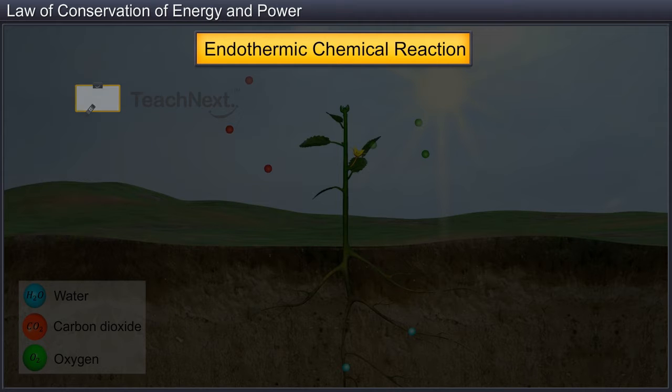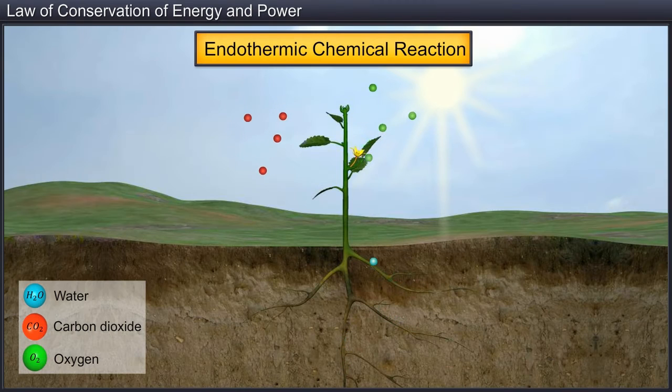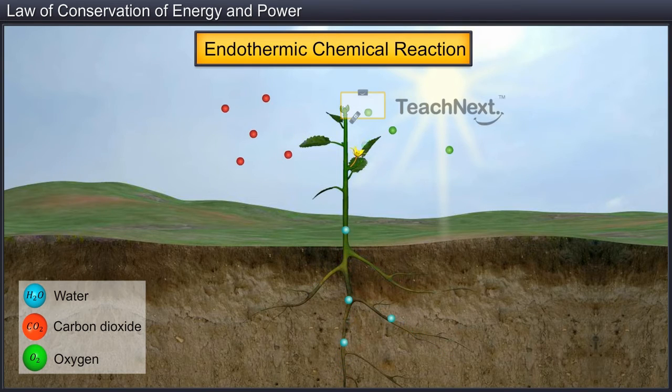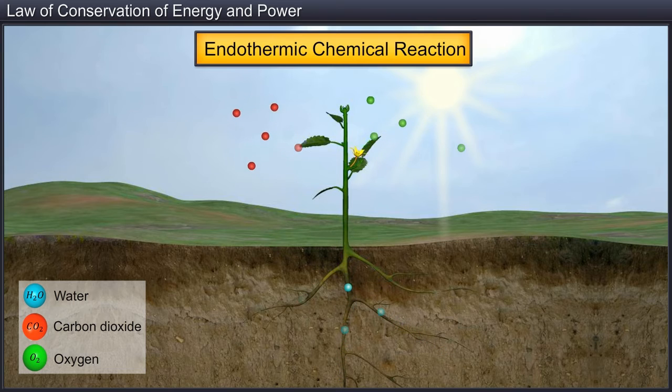Some reactions, such as photosynthesis, are endothermic reactions which allow plants to make sugar from carbon dioxide in the presence of air. Chlorophyll acts as a catalyst in the process of photosynthesis. In this case, the energy required for the reaction comes from sunlight.